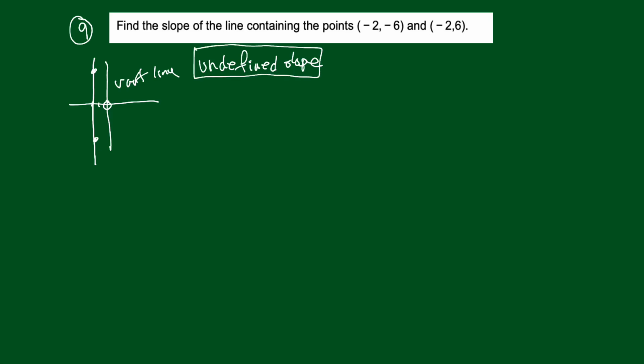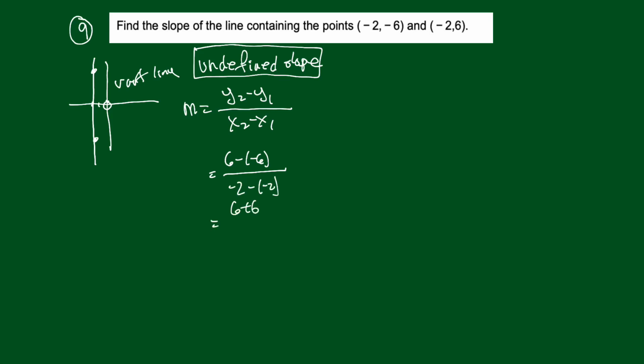Now, if I have to prove it, I'm going to use the slope formula, y2 minus y1 over x2 minus x1, which is going to be the difference in the y's, 6 minus negative 6, second y minus first y. And the x's, second x minus first x, so it's going to be negative 2 minus negative 2. This will give us 6 plus 6 over negative 2 plus 2. So I get 12 over 0, and there you have it, undefined.